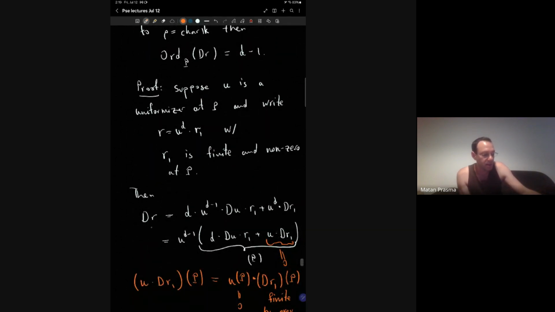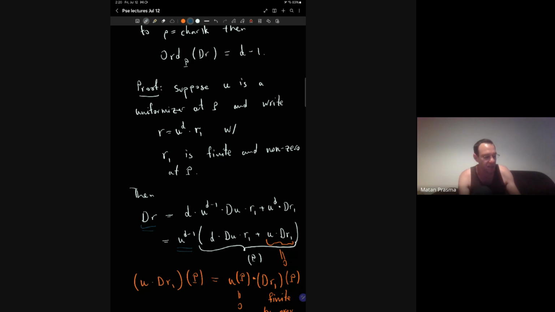So how do I calculate the order of D of R? At P, I need to write it as U to the D minus 1. If I want to show that the order is D minus 1, I need to write D of R as U to the D minus 1 times something that is finite and non-zero at P. Now, what I have in the brackets is a sum of two things. One of them, in the orange, is zero at P. So if I want to show that the sum is finite and non-zero at P, what I need to do is to show that D of U is finite and non-zero at P.